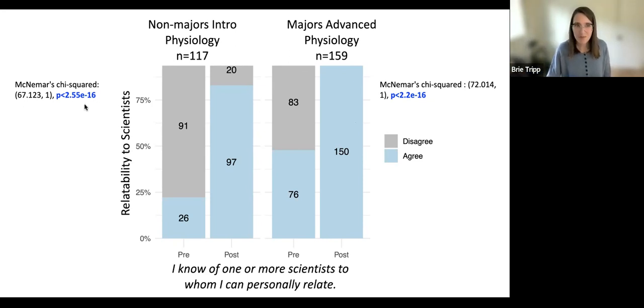So you can see how small the p-values are, and so this is really statistically significant in terms of increasing students' relatability to science.